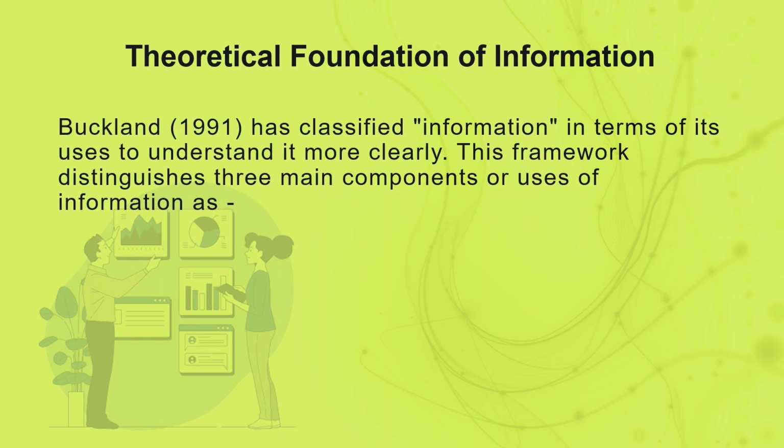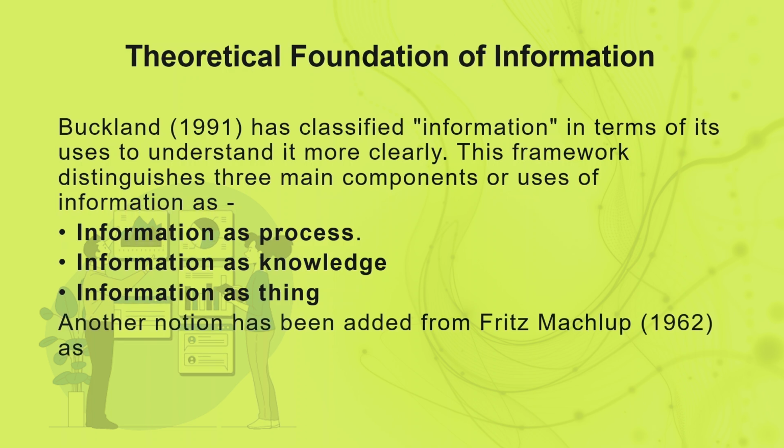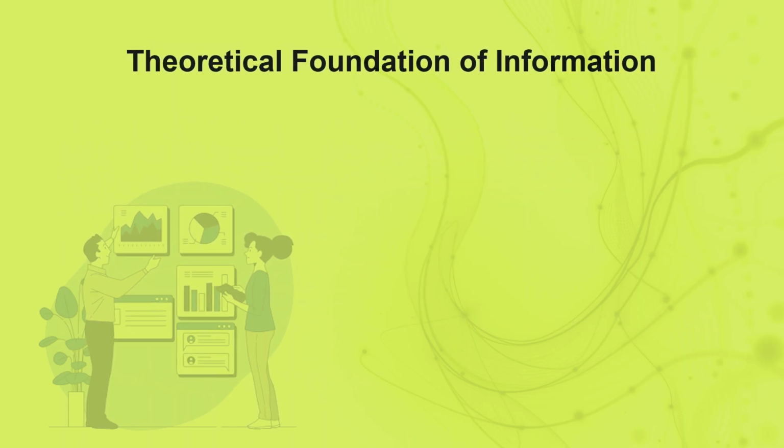Buckland in 1991 has classified information in terms of its uses to understand it more clearly. This framework distinguishes three main components or uses of information: information as process, information as knowledge and information as thing. Another notion has been added later, that is information as a resource. Now we discuss different approaches to information as proposed by Buckland.